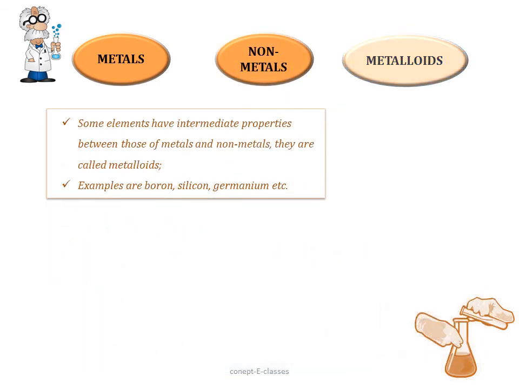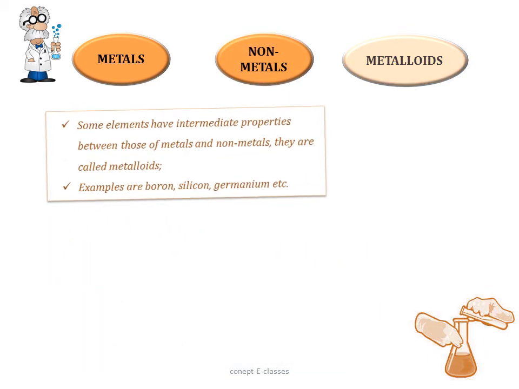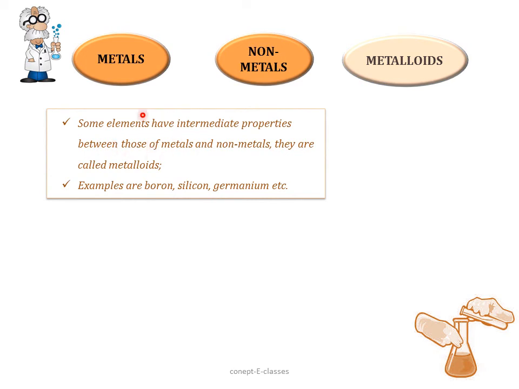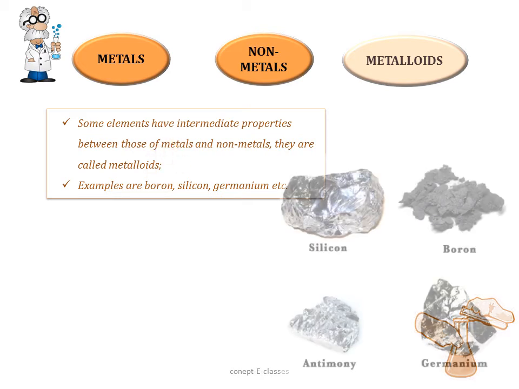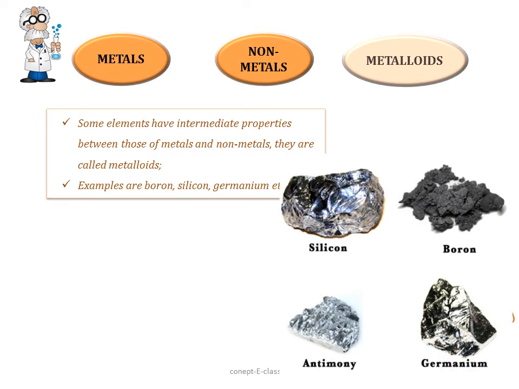Now let's see about metalloids. Some elements have intermediate properties between those of metals and non-metals. That is, they show properties of both metals and non-metals. Such elements are called metalloids. For example, boron, silicon, germanium, antimony, etc. These are all examples of metalloids.